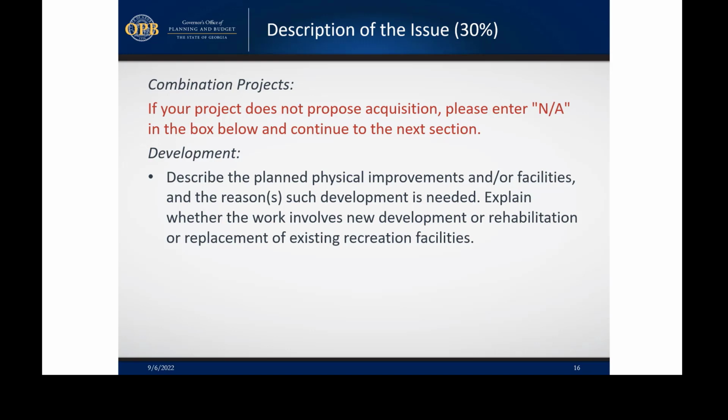Combination projects. So if you have development and acquisition, if your project does not propose acquisition, just please put NA in there in the box. For development, you will describe the planned physical improvements in your facilities and the reason or reasons such development is needed. Explain whether the work involves new development or rehabilitation or replacement of existing recreation facilities.